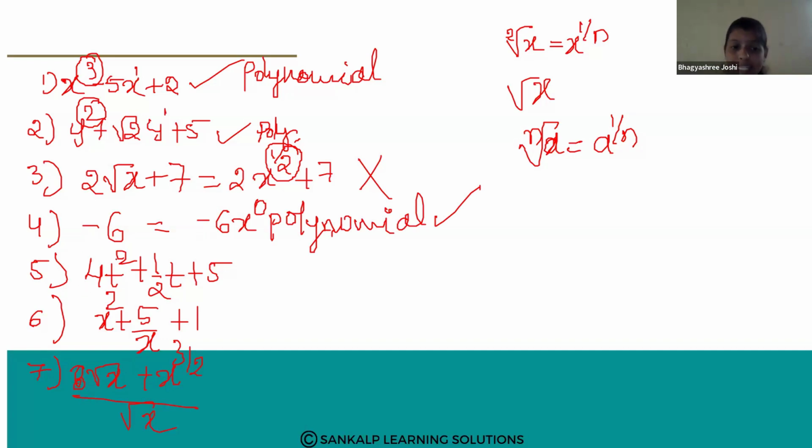Observe carefully. 4t square plus 1 by 2t plus 5. Observe the variable power. Here 2 is there, here nothing is there, which means 1. 2 and 1 are whole numbers. Therefore, it is a polynomial. Yes, it is a polynomial. Next, sixth one.